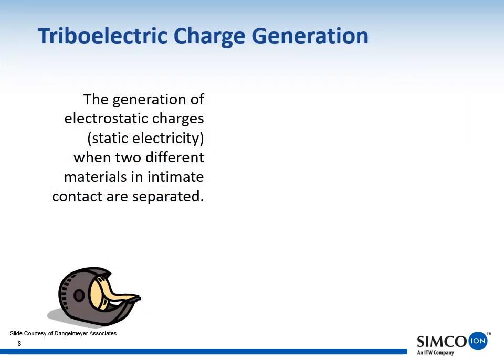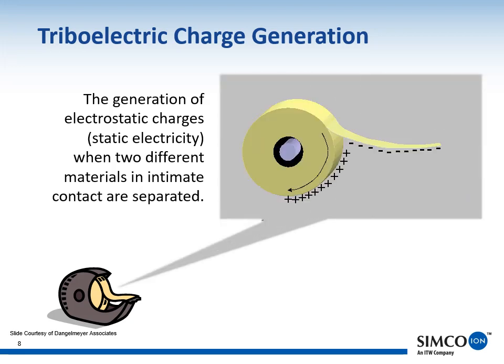As we mentioned before, peeling one material from another creates a charge on both surfaces. When two materials join and separate, opposite charge is generated on each surface, as can be illustrated by this example of tape being pulled off of a reel.